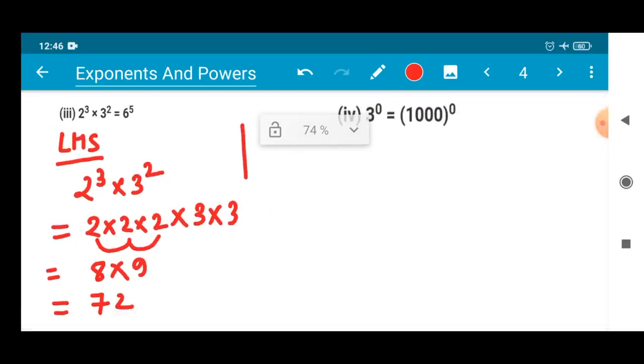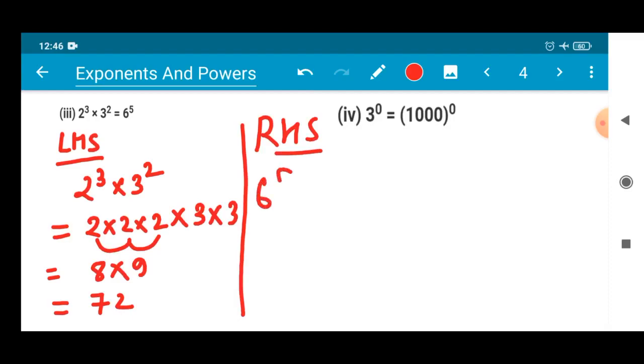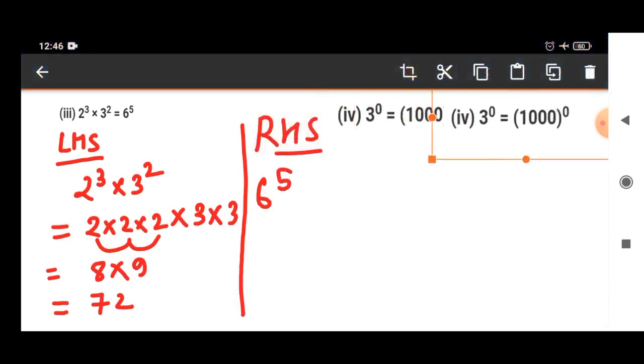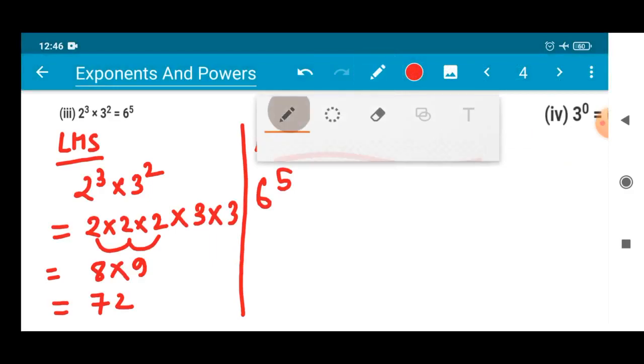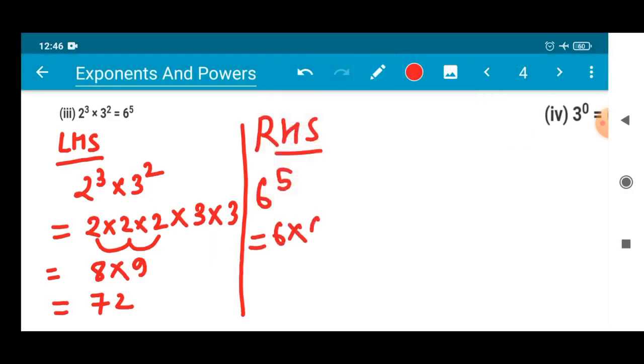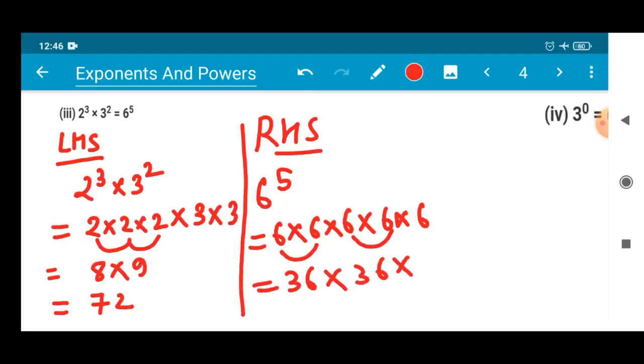Now we have to solve for RHS. So 6 to the power 5 means 6 is how many times? 5 times, 1 2 3 4 5. So 6 6 is 36, right? So this is a little bit bigger one. 6 6 is again 36 into 6.